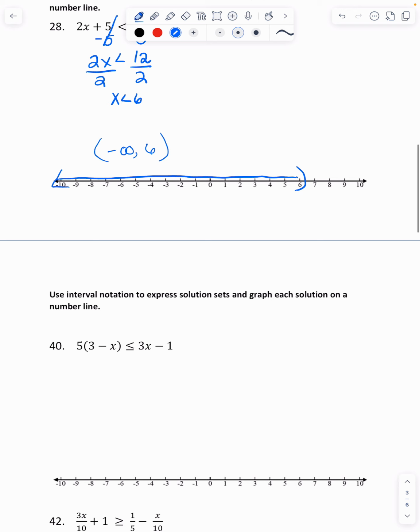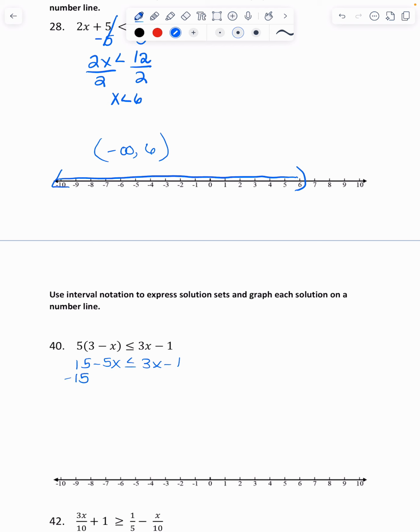Okay, number 40, use interval notation to express the solution set. You can see that this is a less than or equal to. So you go about it just as if you were solving an equation. I'm going to distribute. 5 times 3 is 15. 5 times negative x is negative 5x. So I'm going to get 15 on the other side.